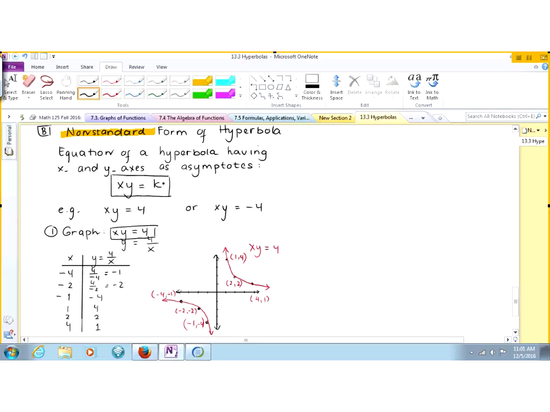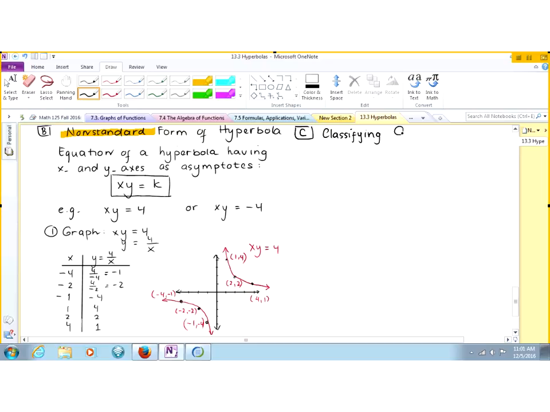So when you see something like xy is equal to k, then you'll think, oh yeah, that's a hyperbola too. But it's non-standard. Why? How is it non-standard? The asymptotes will be the x and y-axis. Doable? Okay.